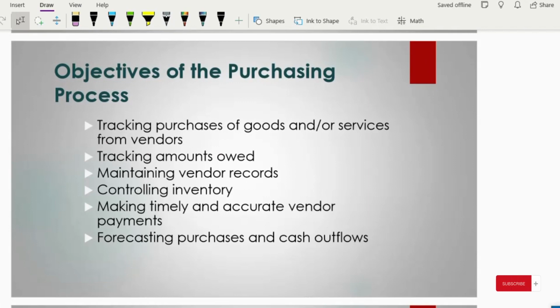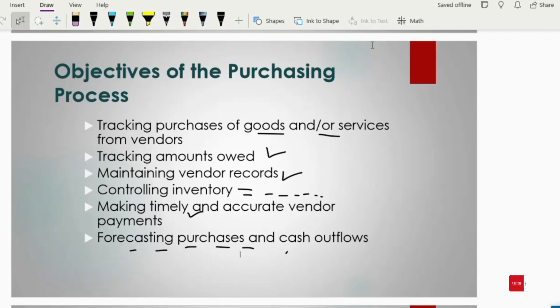Now let's move on towards some other objectives of the purchasing process. We want to keep track of goods and services which we have purchased from the vendors, and how much amount we owe to them, which we have to pay them. And then we want to maintain the vendor records. We also want to maintain our inventory so that we can do timely purchases. Also, we want to make the payments to the vendors on time. And also we want to forecast the purchases and the cash outflows for the future.